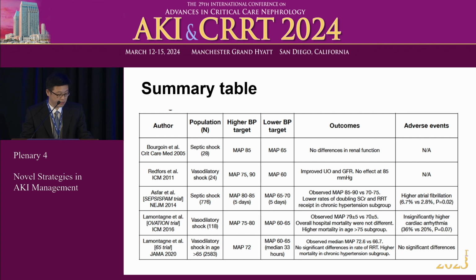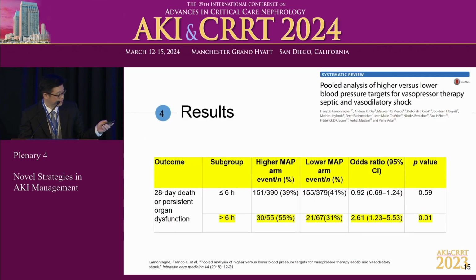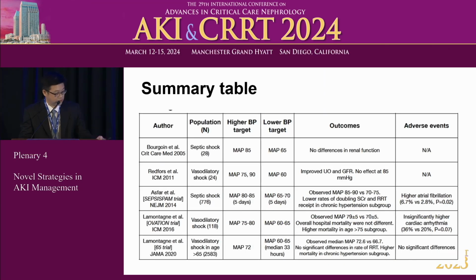However, in the subgroup with chronic hypertension, there seemed to be improvement, with a significantly lower rate of doubling serum creatinine and a lower RRT rate in this group. This was followed by the OVATION trial, which tried to explore the same thing in vasodilatory shock. They found no difference in mortality, but there was significantly higher mortality in elderly patients.